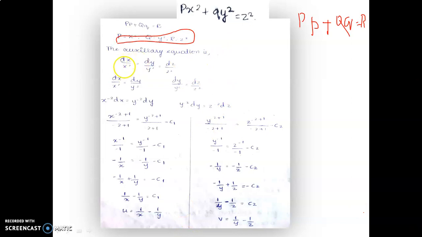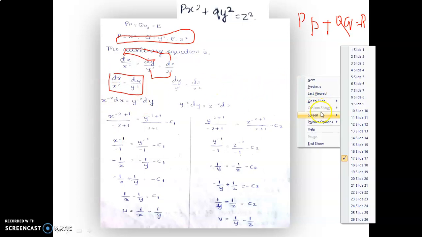And if you frame the subsidiary equation, dx by x square equal to dy by y square equal to dz by z square, and we can identify the three ratios as dx by x square equal to dy by y square, dy by y square equal to dz by z square, and dx by x square equal to dz by z square. First, I try to solve dx by x square equal to dy by y square.